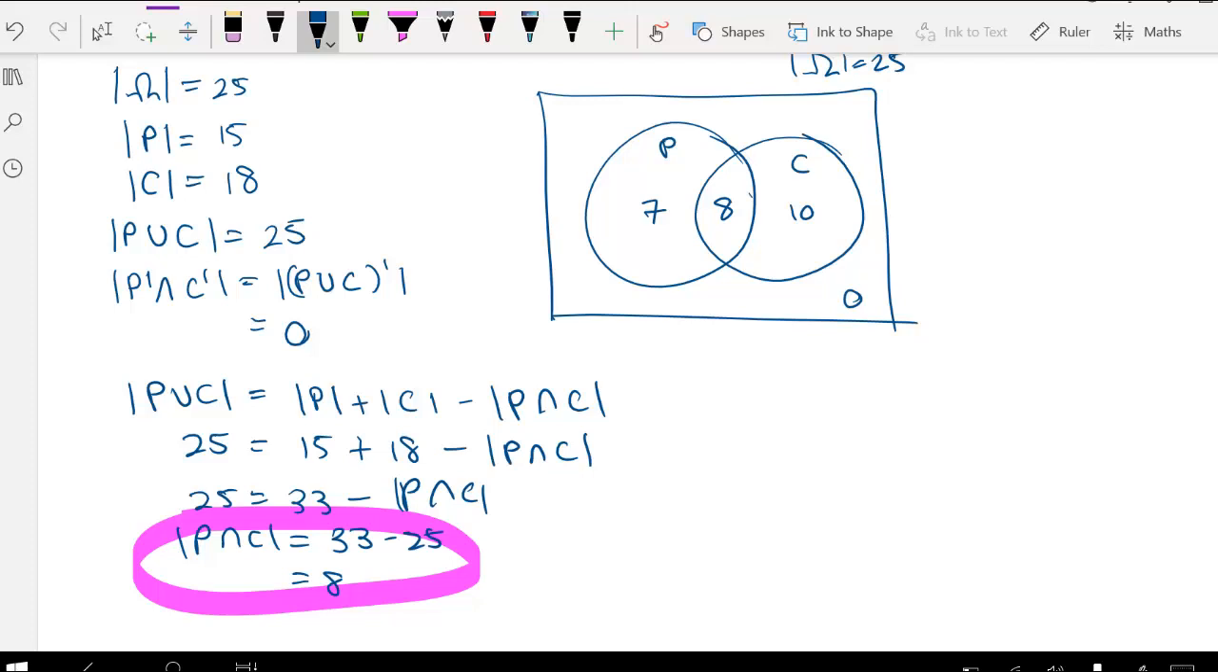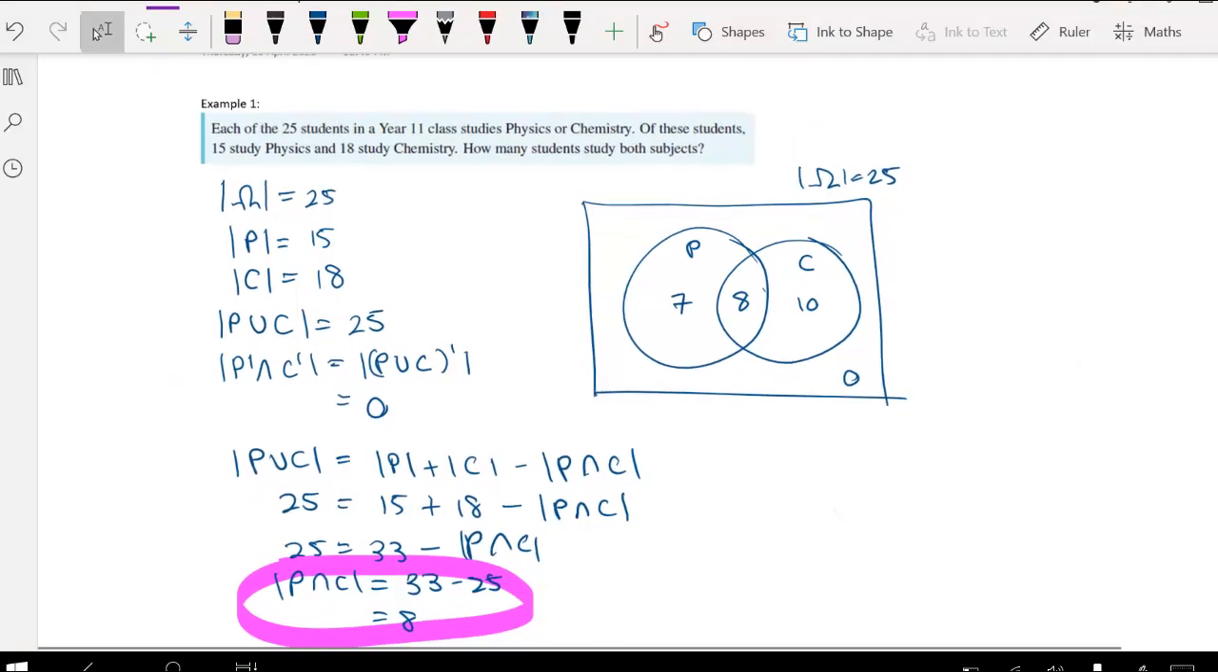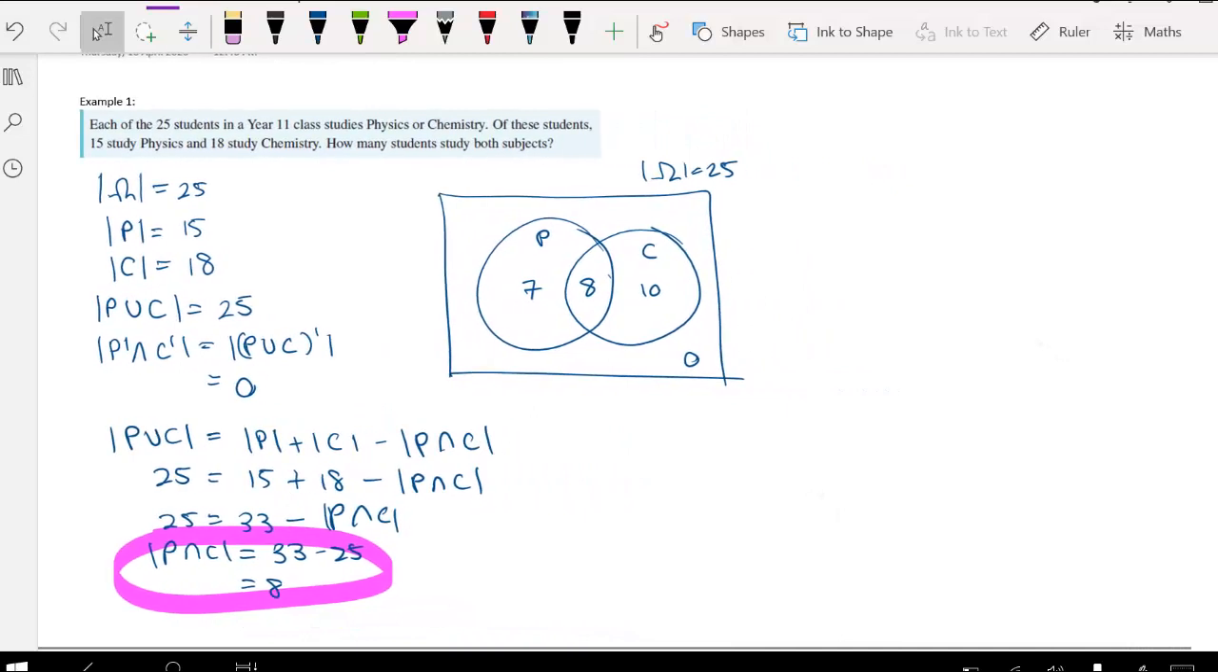There's none that don't study either physics or chemistry. All right, so this should add up to our 25. We have 7 plus 8 is 15, plus 10 is 25, and there we have it. So hopefully that makes sense. A simple example, we've looked at creating that Venn diagram, but we've also looked at using that inclusion-exclusion principle to calculate.